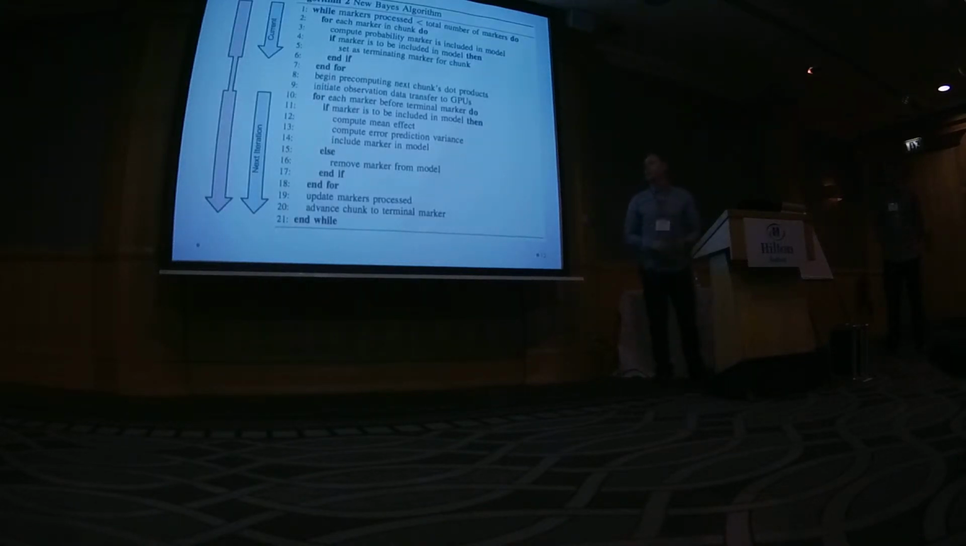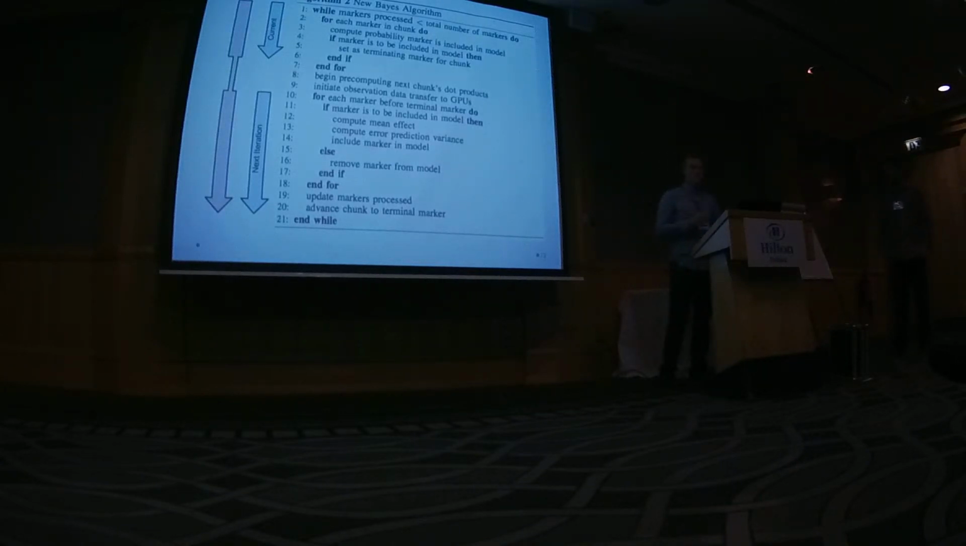So here's the refactored code, just focusing on the right side here for the first part. What we did was we ended up refactoring what is happening at each link in the Markov chain. We basically split it into two pieces. One piece up here, which is determining if a marker is included in the model or not, and one piece here, where we're actually calculating the error prediction and mean effect.